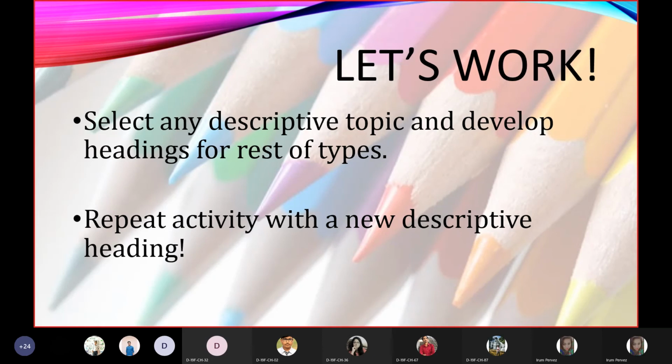Repeat the activity, please. After you repeat the activity segment, whoever's response comes to me, I'll be marking their attendance.